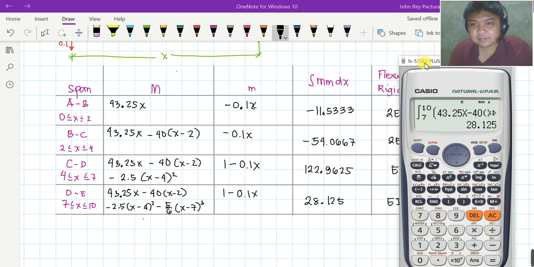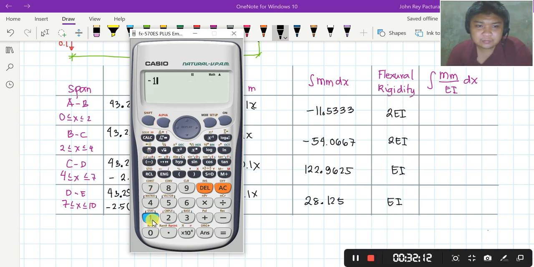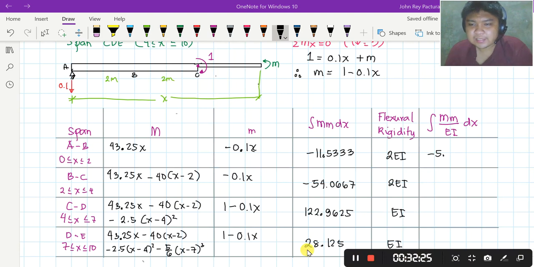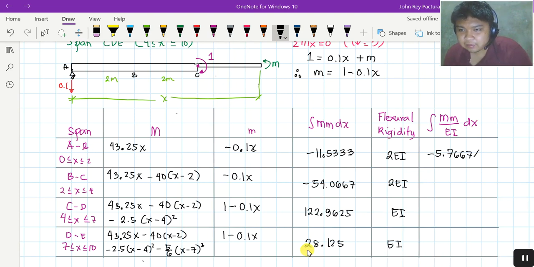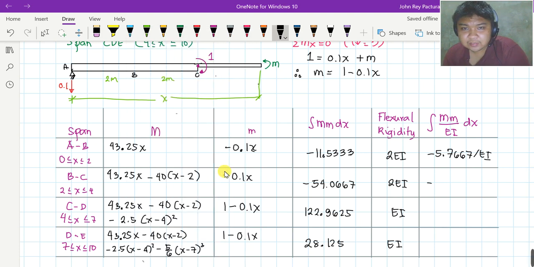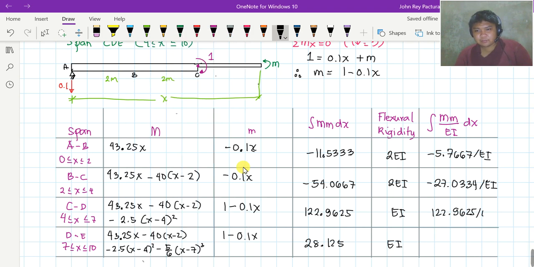So still, sa last column class, dito sa panghuli, all you need to do is to divide the values by its flexural rigidity. Halimbawa, negative 11.5333 divided by 2. So, ang kalalabasan ay negative 5.7667. Tama ba? Yes, tama siya. 5.7667 all over EI. So, next, of course, yung pangalawa, negative 54.0667 divided by 2. Ang kalalabasan ay negative 27.0334. Negative 27.0334 over EI. So, yung sunod is 122.9625 over EI, and yung panghuli ay 28.125 over EI.